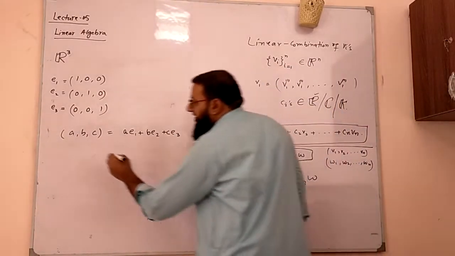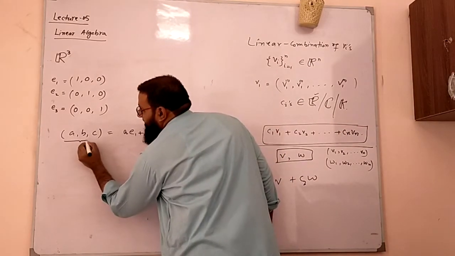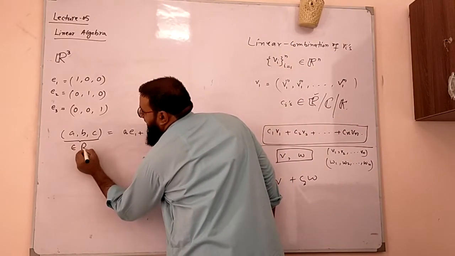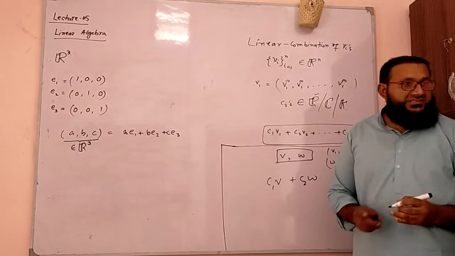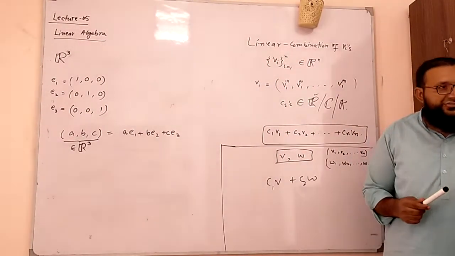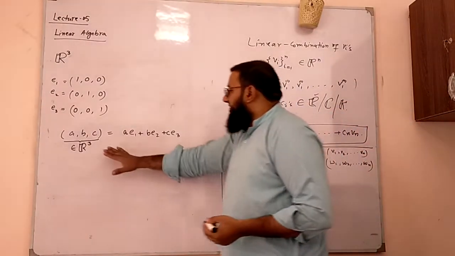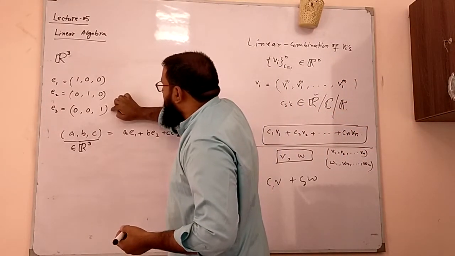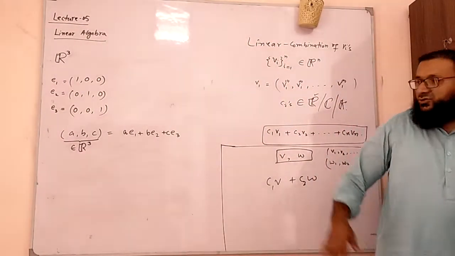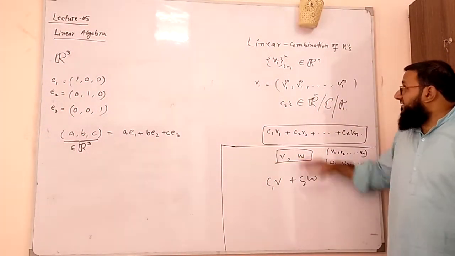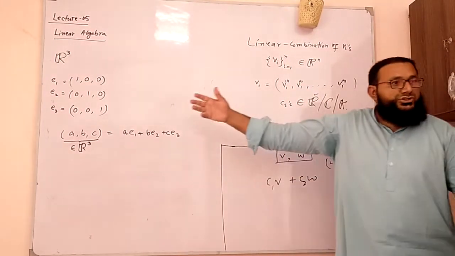So if you have any vector like this one in R3, this is any vector because ABC is not fixed. If you have any vector in R3, you can always write that vector as a linear combination of these three vectors, what we call the standard basis of R3. So you can see we have a notion of linear combination, and now we are going to use it.